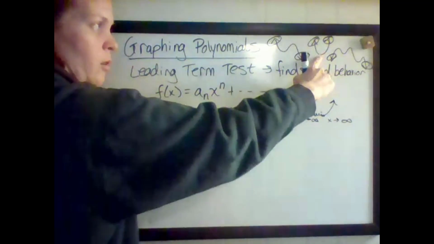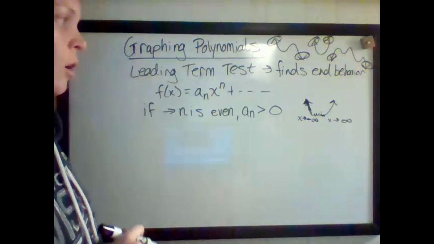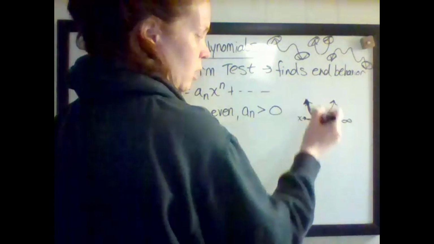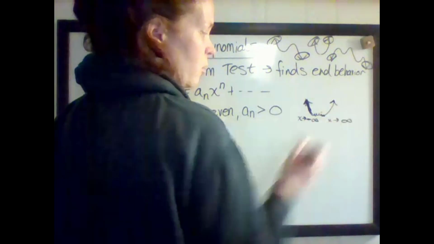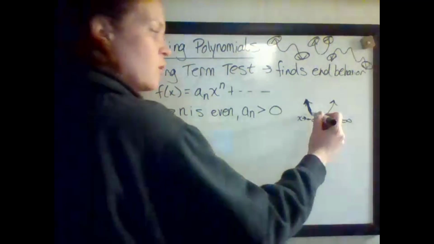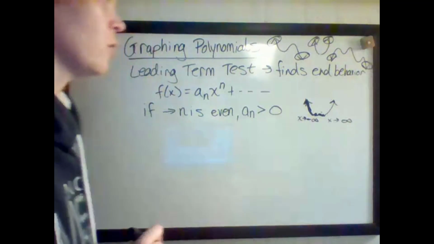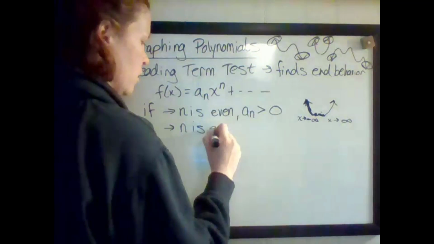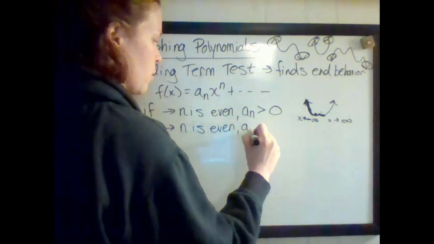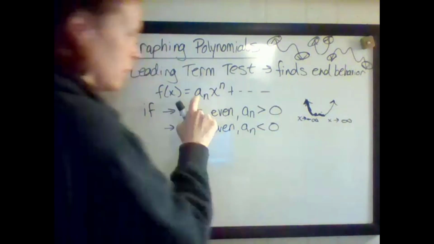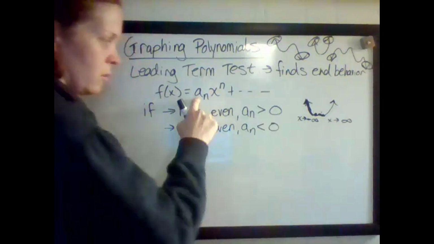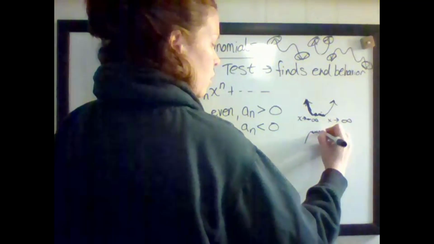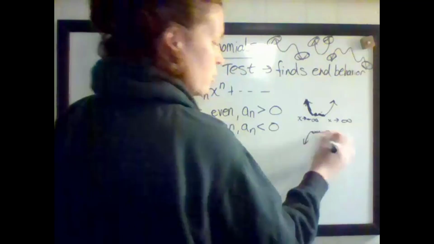Going back, we know that x squared is a parabola opening up. That makes sense. It only has one change right here from decreasing to increasing. But if it's to the 4th power, to the 6th power, it could have more turns. And then if n is even and a sub n is less than 0, so if the leading coefficient is negative, then we know it's going to be kind of like a parabola going down, but there could be other terms in between.